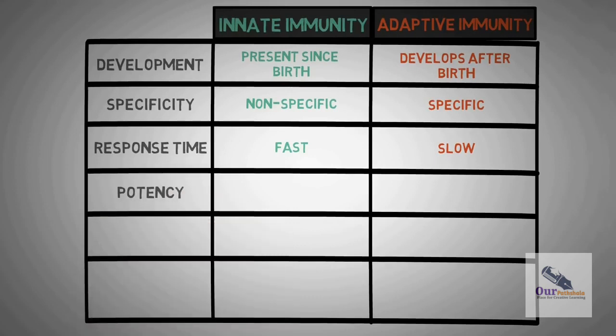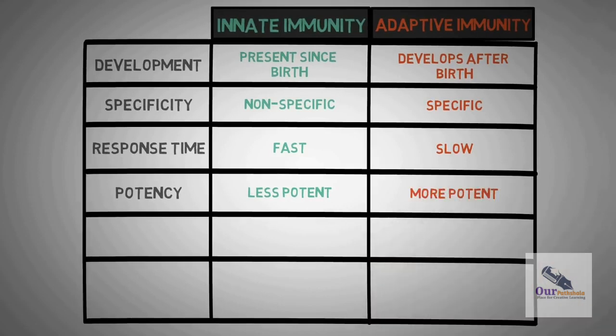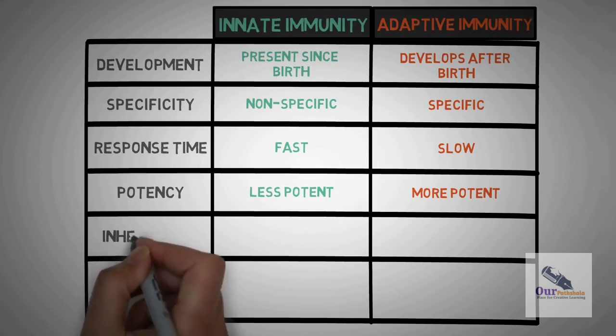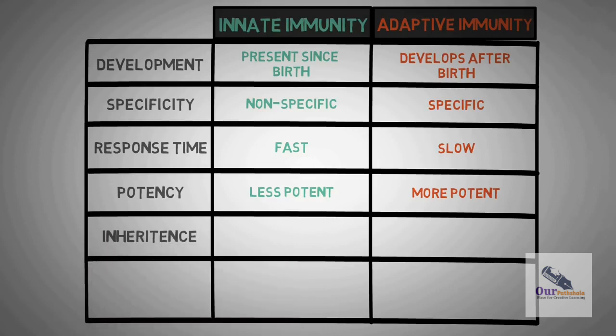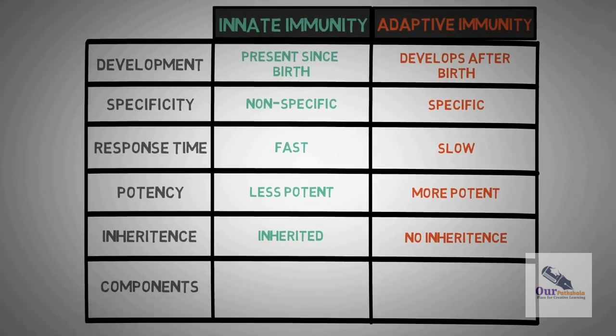If we look at the potency of each system, the innate immune system is less potent as compared to the adaptive immunity, which just means that the adaptive immune system has more power to kill pathogens, since of course it has cells and antibodies that are made specifically for that pathogen. One important difference between the innate and the adaptive immune system is that the innate type of immunity is generally inherited from parents and passed off to the offsprings, while the adaptive immunity is not passed from the parents to the offspring, hence it cannot be inherited.